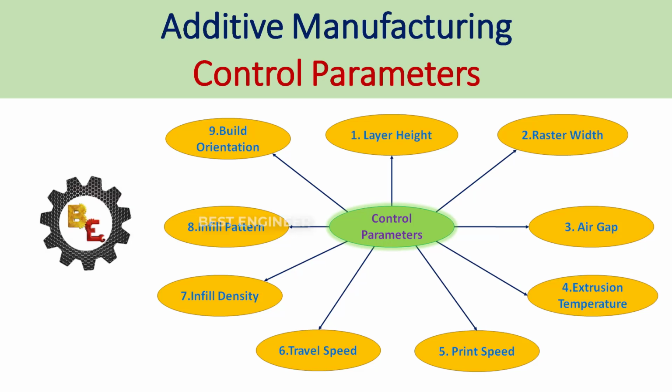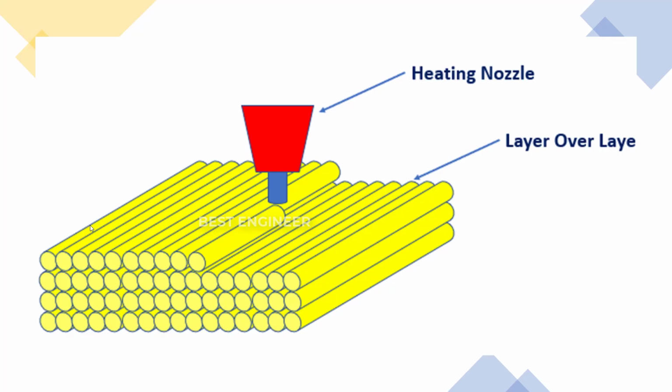Hello friends, in this video let us learn the list of parameters which affect the quality of an additive manufactured component. This picture shows the object building of FDM technology. Here the material is deposited layer over layer to construct an object. The raw material will be in the form of plastic wire. It is melted and deposited over the bed.